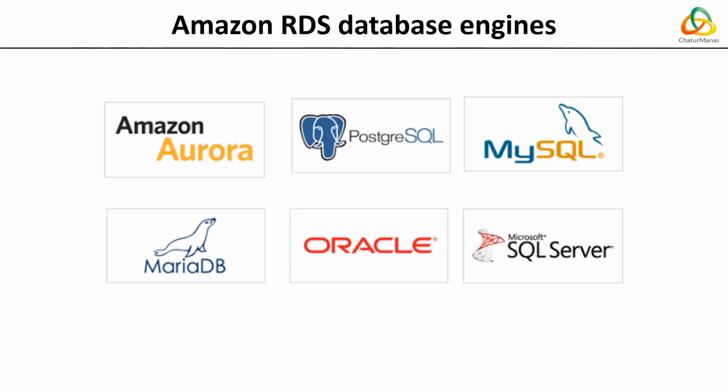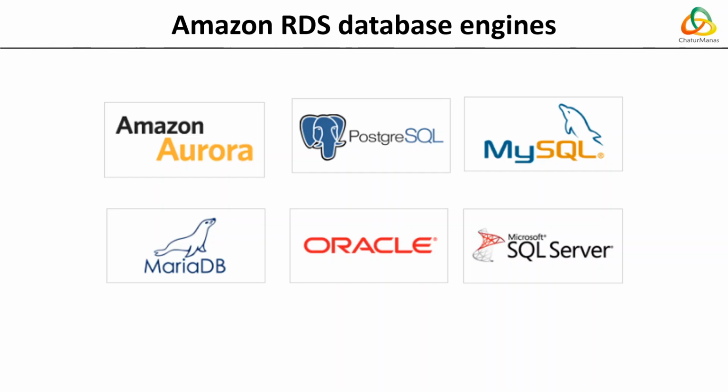So PostgreSQL, MySQL, and MariaDB are free products which can be launched onto the AWS as a service. Oracle and SQL Server are enterprise class databases, for which AWS also supports bringing your own license.